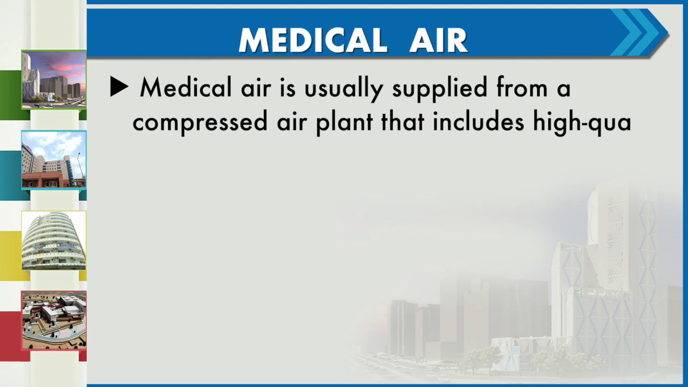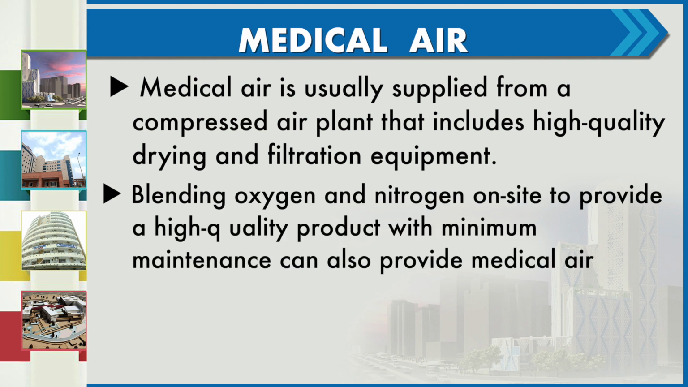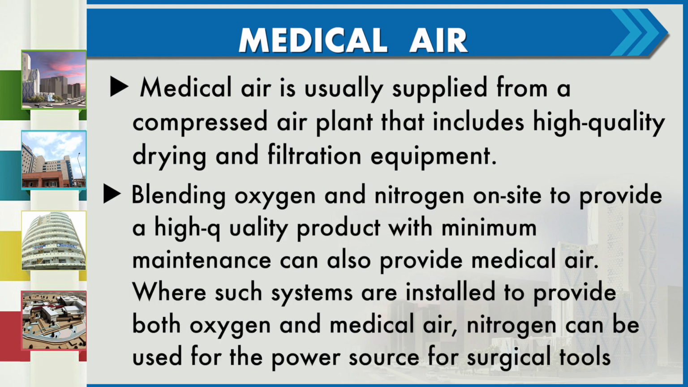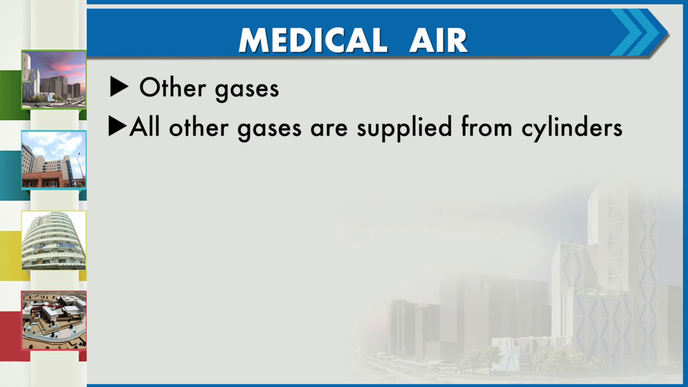Medical air is usually supplied from a compressed air plant that includes high quality drying and filtration equipment. Blending oxygen and nitrogen on site to provide a high quality product with minimum maintenance can also provide medical air. Where such systems are installed to provide both oxygen and medical air, nitrogen can be used as a power source for surgical tools. All other gases are supplied from cylinders.